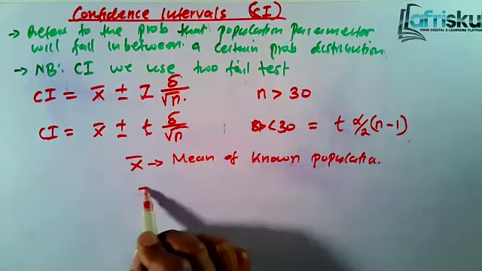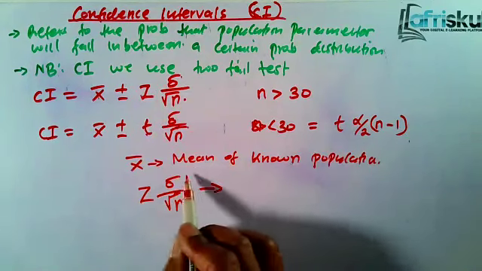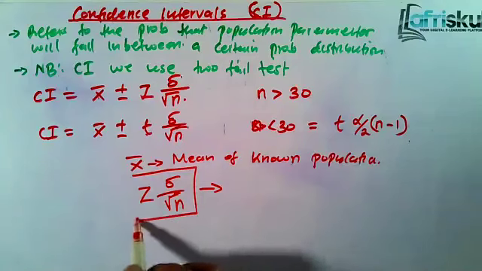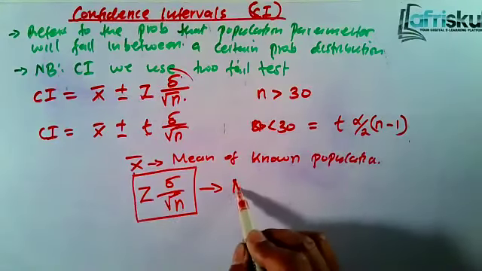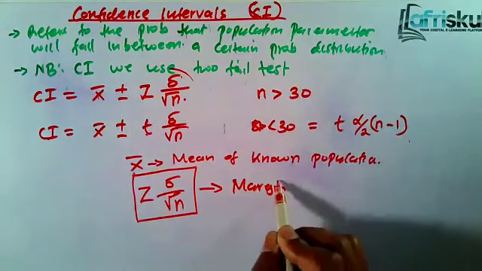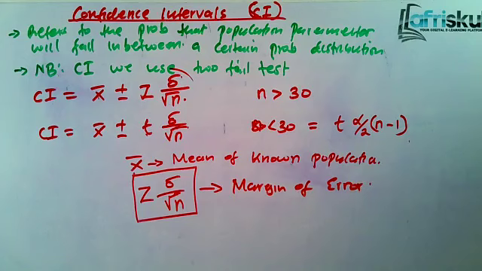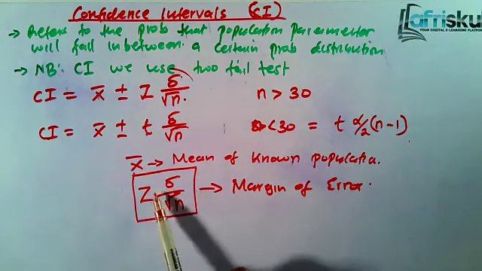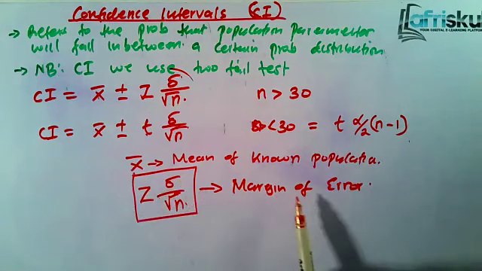Then we have this Z times standard deviation over square root of n. Yeah, we are talking about this. So this one is also known as the margin of error. Where Z, which you multiply by standard deviation over square root of n, is also known as the margin of error.